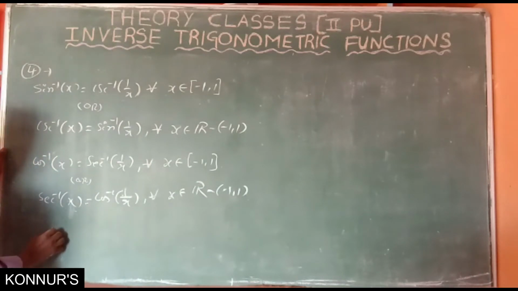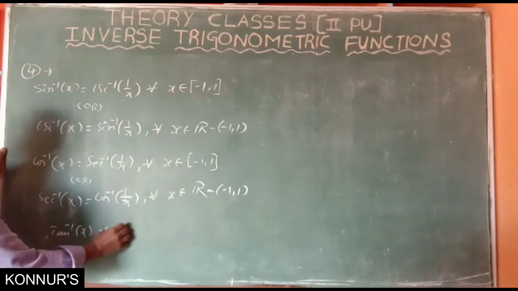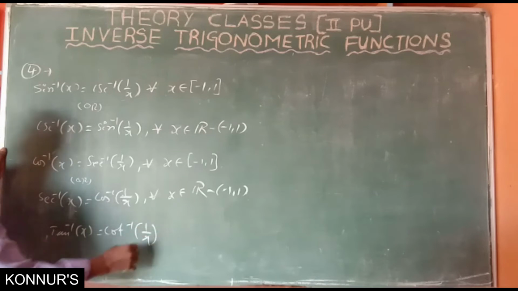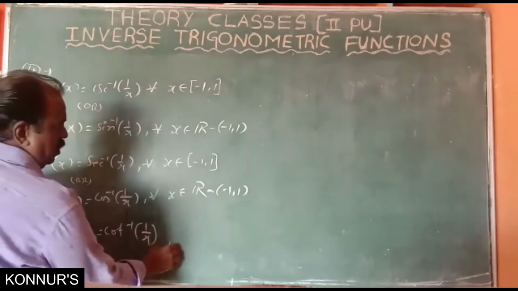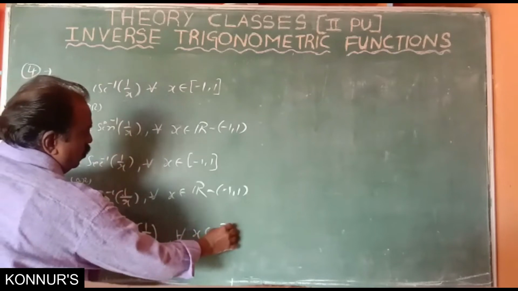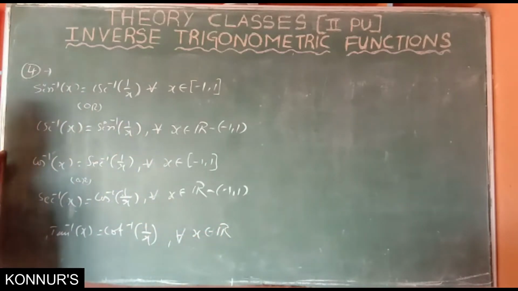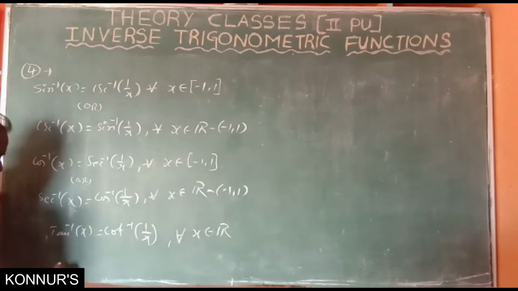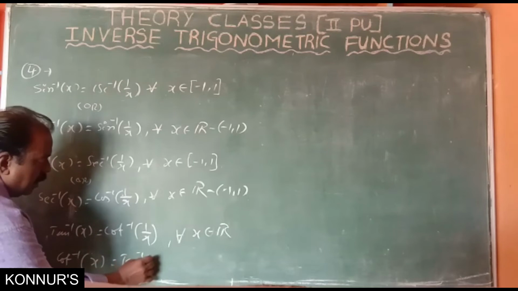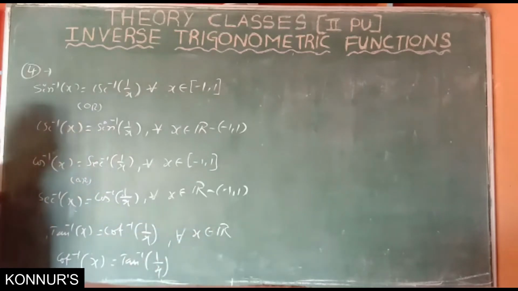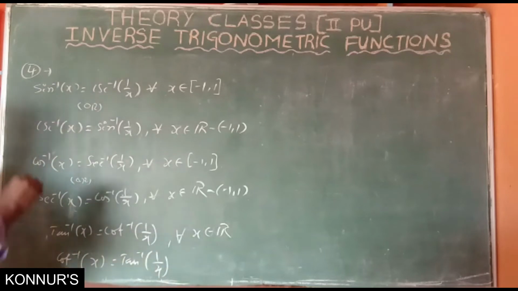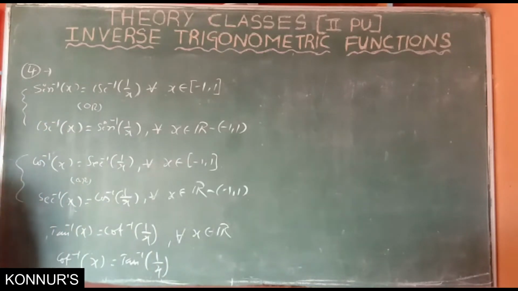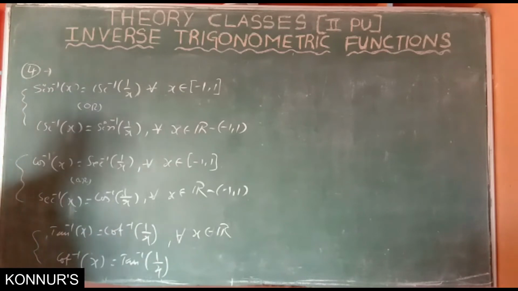And also, similarly, tan inverse x is equal to cot inverse 1 by x. Here also, there is no difference in the domain: x belongs to capital R. Or cot inverse x is equal to tan inverse 1 by x. The condition is the same. Okay, now this is one set, it is another set, it is the third set. Now I want to teach.